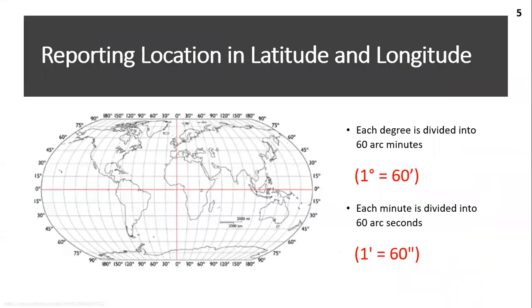Reporting location in latitude and longitude. Although lines of latitude and longitude are drawn in degrees, any location can be reported more precisely by dividing each degree into arc minutes and arc seconds. For example, for the 360-degree spherical Earth, each degree can be divided into 60 arc minutes, or 1 degree equals 60 minutes. And each arc minute can be divided into 60 arc seconds, or 1 minute equals 60 seconds.